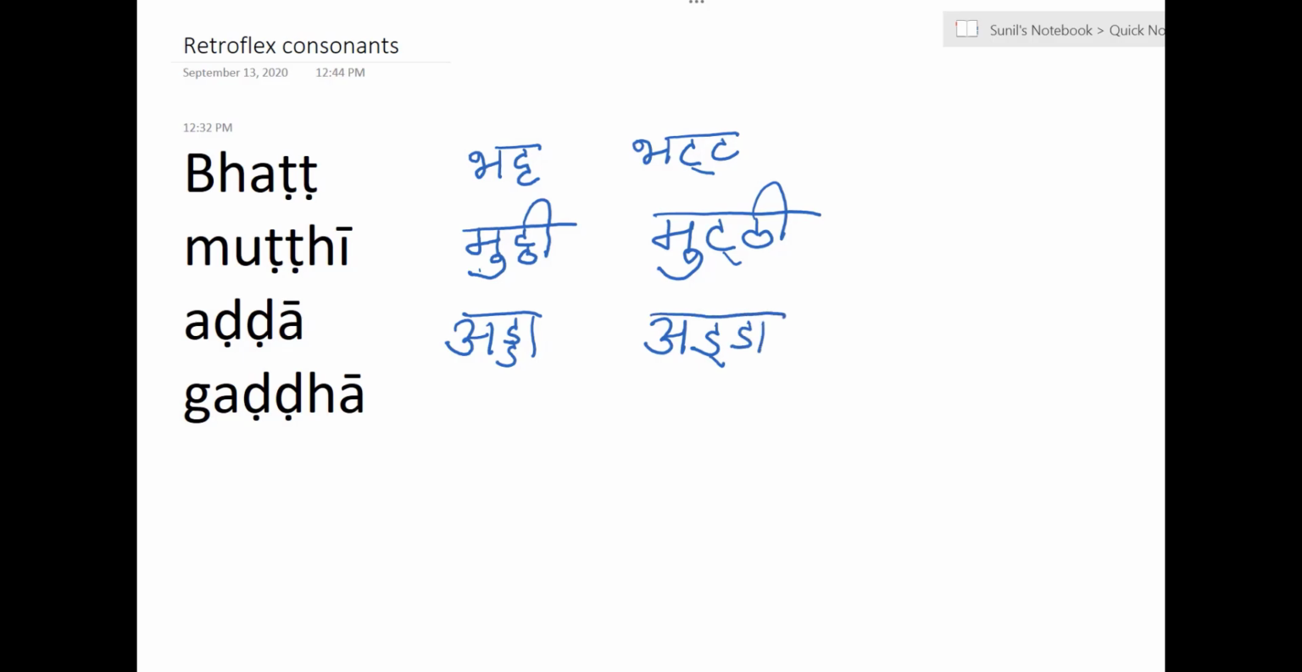And the next one is gadha. Gadha means a hole. So you write ga, da, and then dha, and you have a ki matra, long a, gadha. Or you can write ga, da, dha, gadha.